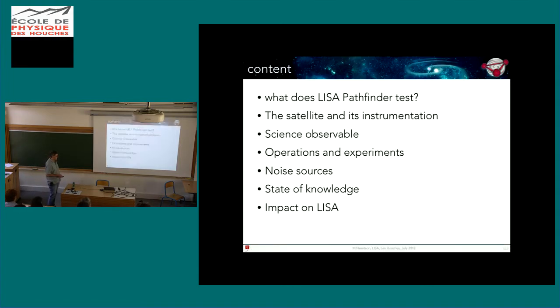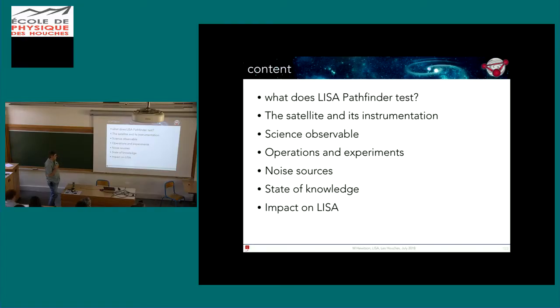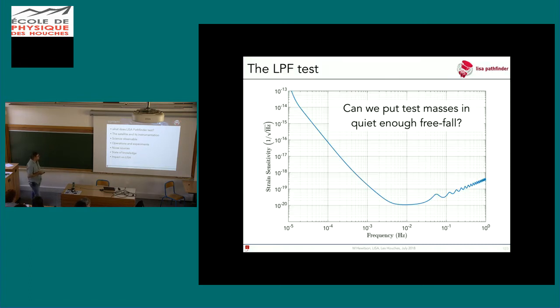Okay. So let's see, LISA Pathfinder. I'm going to try and talk through a lot of material. I've taken sort of highlights out of the whole mission here. I'm going to talk about what we test with LISA Pathfinder. I'll try and describe a bit the satellite, the instrumentation, what actually is the science observable that we're interested in in this mission. I'll try to give you a hint of how all the operations ran and what kind of experiments we did. We'll see noise sources appearing as I go through all of this, and we'll finish on what we actually learned and what the impact of all of that is on LISA. So that's quite a lot to get through, but I think we have plenty of time, so we should be good.